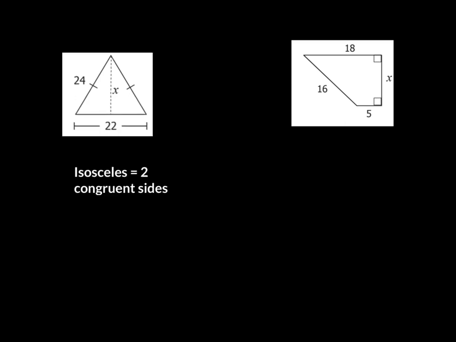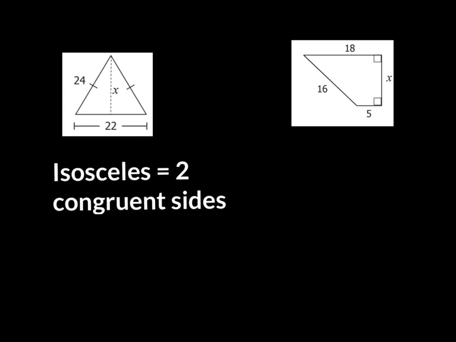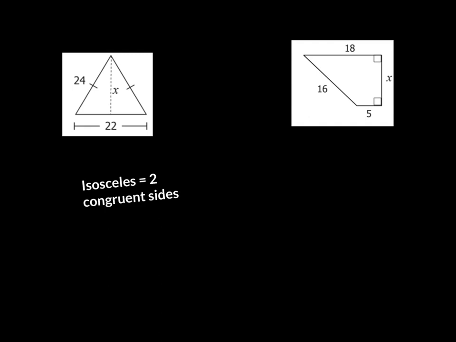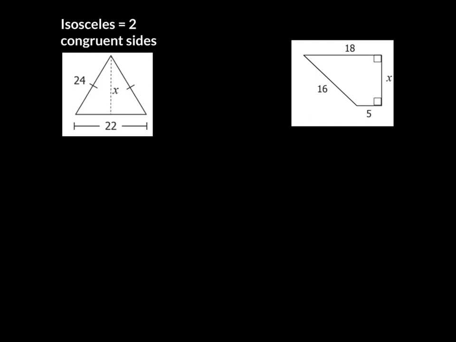Now we move into a little uncharted territory. I no longer see a right triangle, I see an isosceles triangle. An isosceles triangle has at least 2 congruent sides. So I'm going to just put the definition right up there. And so where are my congruent sides? Right here and right here. Or I should say this side and this side are the same length.